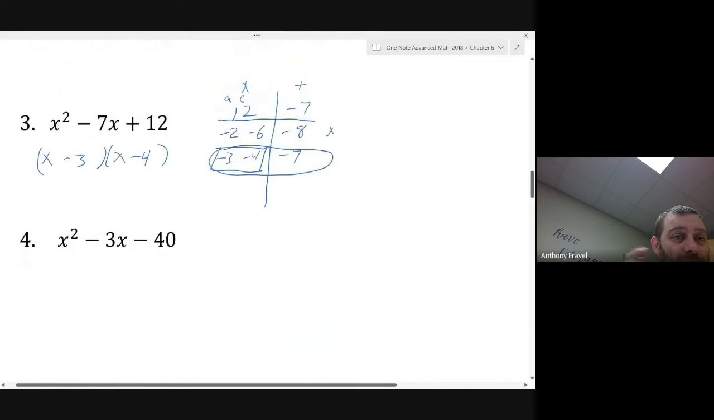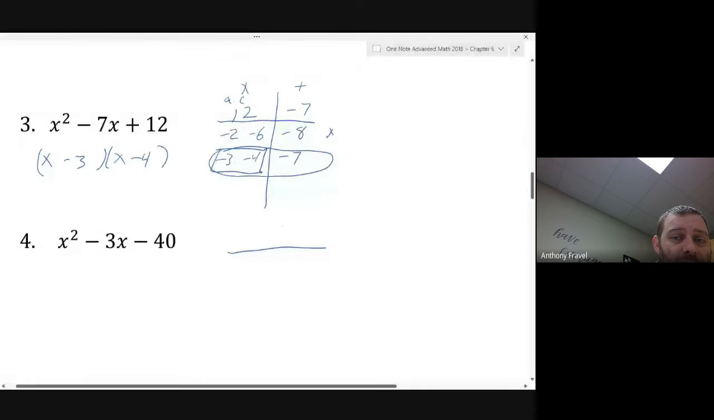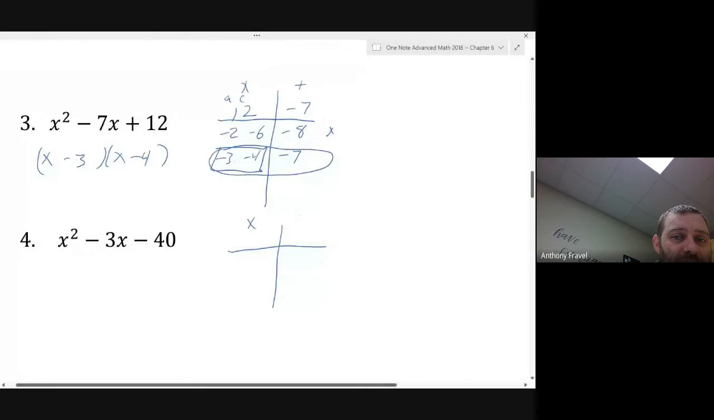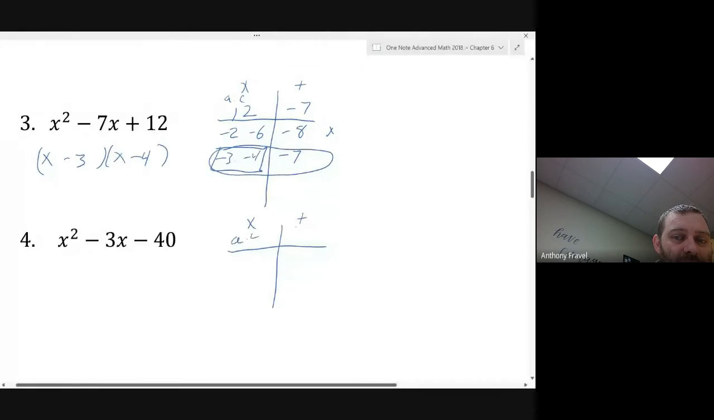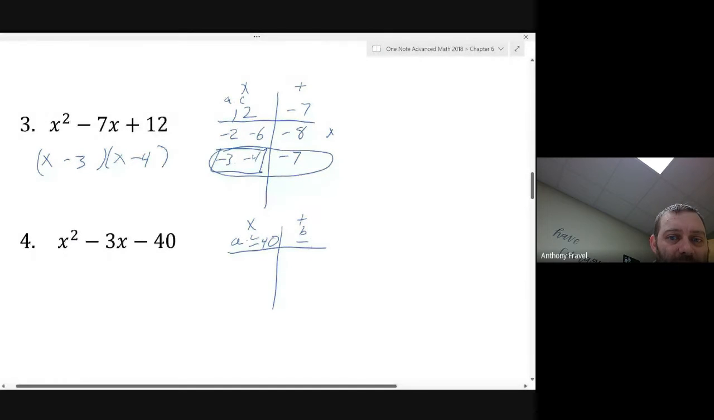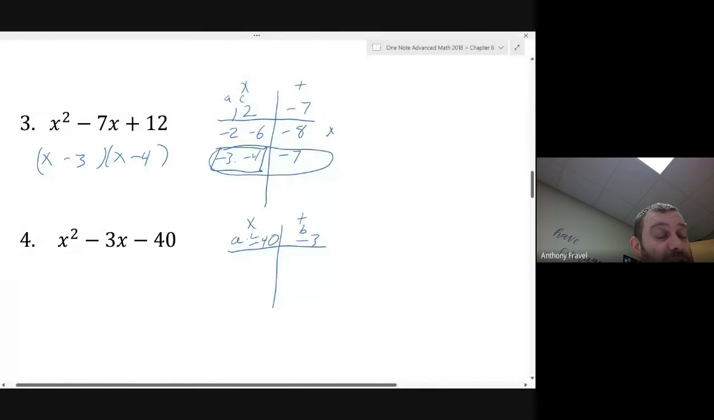I'll do sample number 4 just for the heck of it. Kind of flying through them now. Again, I have my chart, multiplication and addition. Multiplication is A times C. This one is just going to be the letter B. A times C equals -40. My addition should be a -3. My multiplication is -40, and that tells me that one needs to be a positive number and one needs to be a negative number.